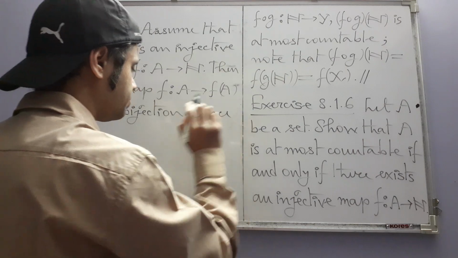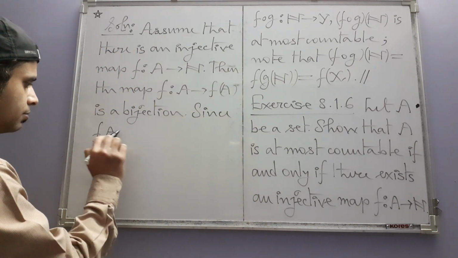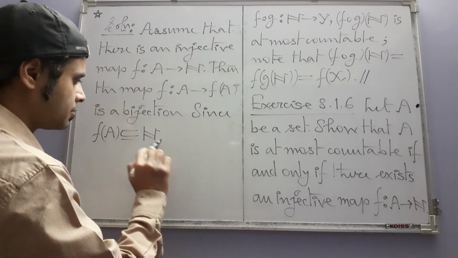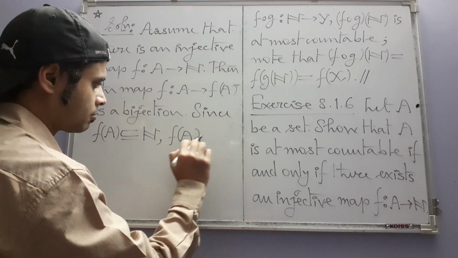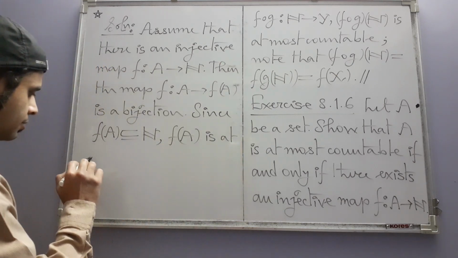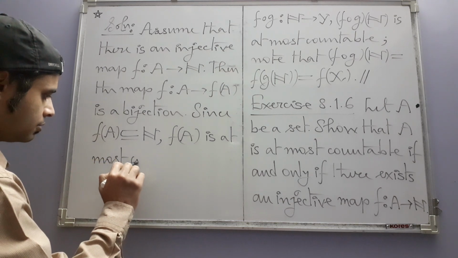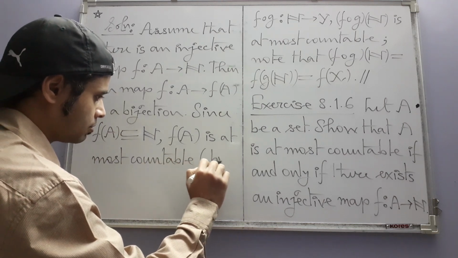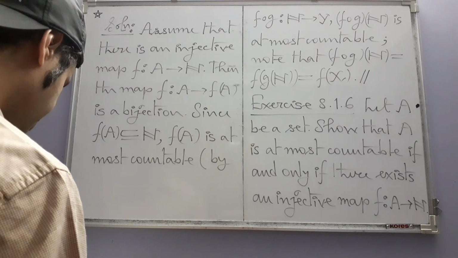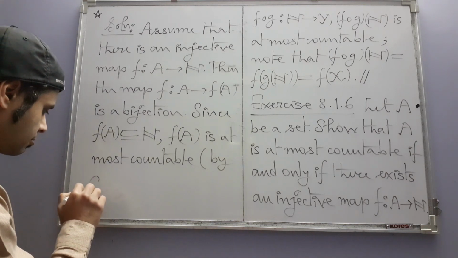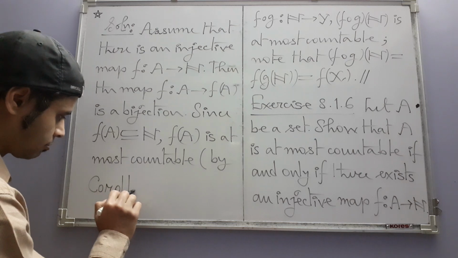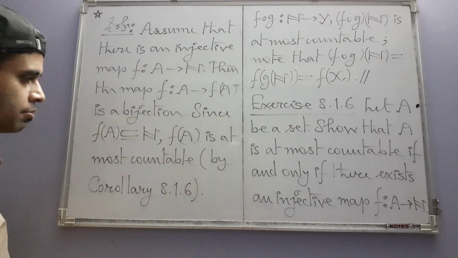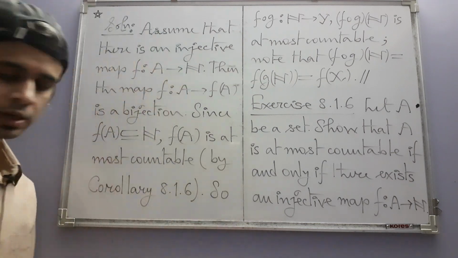Since f of A is a subset of the set of natural numbers, this is at most countable, and the result we are using here is corollary 816. So A is also at most countable.